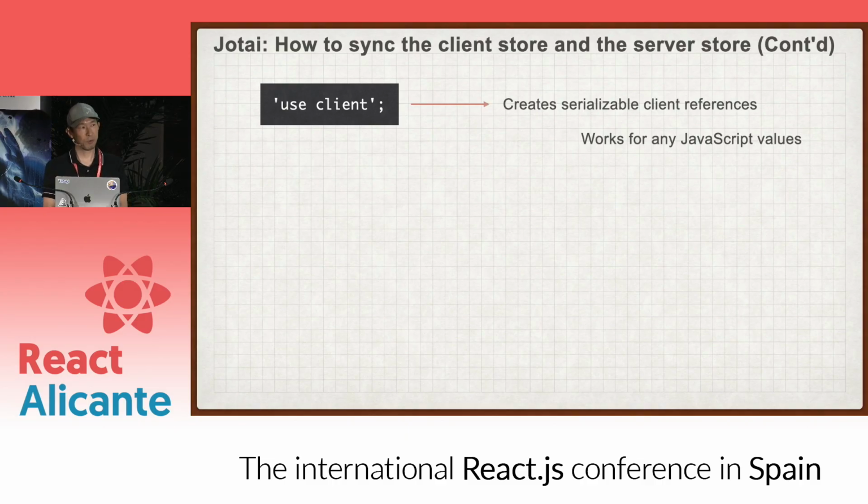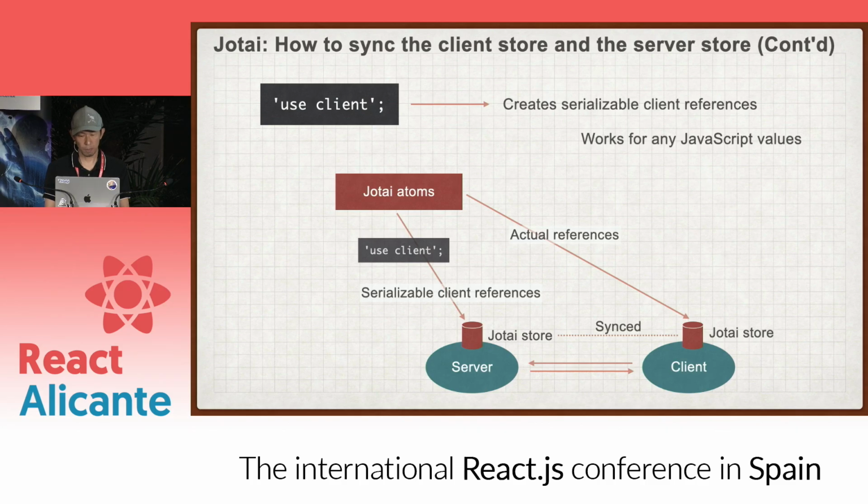Well, if we remember how React server components work, this isn't a new problem. We import client components with the use client directive. The framework then creates a serializable client reference. Can we use the same mechanism? The answer is yes. The use client directive is not just for client components. It works for any client value, including jotai atoms.